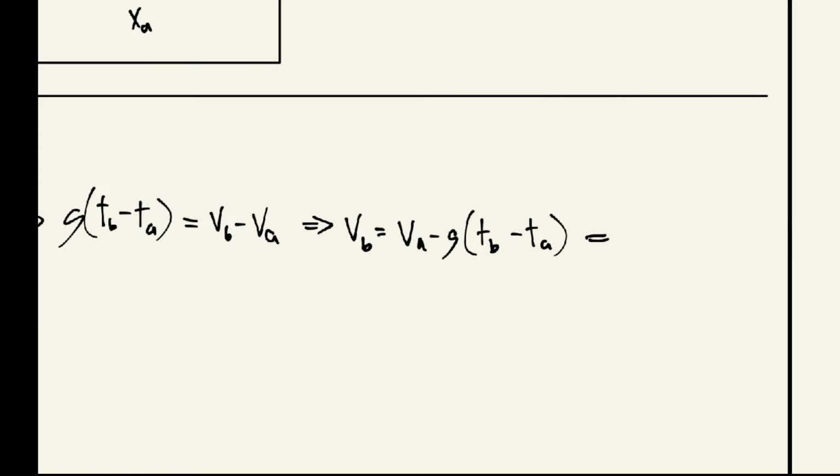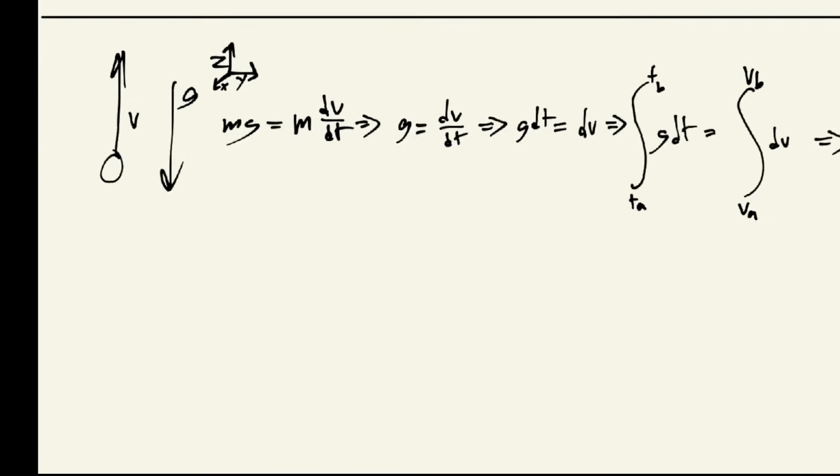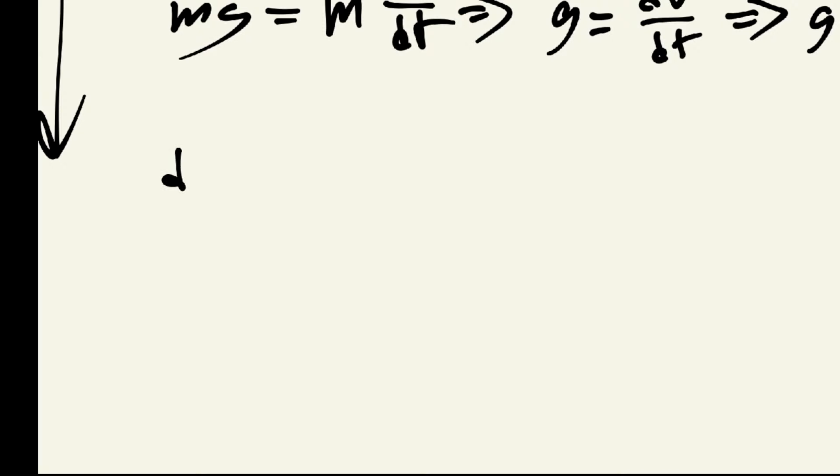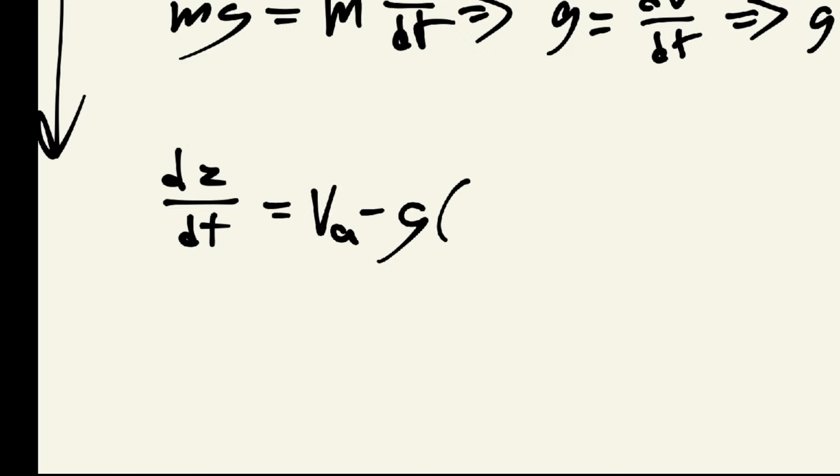So this derivative over here, this vb, is simply dz over dt equals v sub a minus g times t minus ta. The reason why it's just t is because we got rid of the sub b part, right? There's no more sub b, it's just for any given moment in time. So you can think of this really as delta t, because if I want just dz, I can't have dz sub b. So this had to be a normal t.